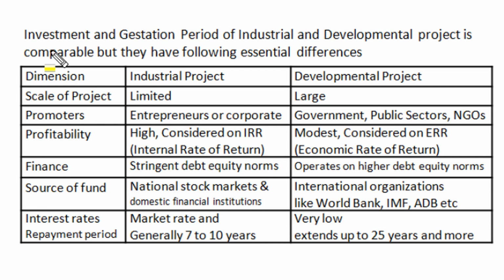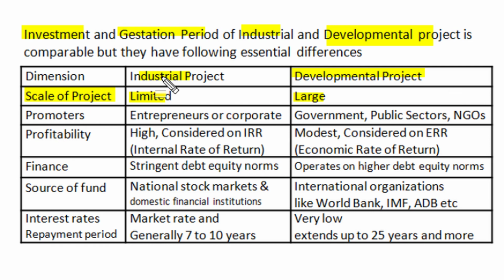If we consider the amount of investment, time of execution or gestation period, then these parameters of commercial industrial projects and developmental social projects are comparable. But definitely industrial projects and developmental projects have some essential differences. As far as scale is concerned, an industrial or commercial project has a limited scale, whereas a developmental project has a large scope and large scale of operation.